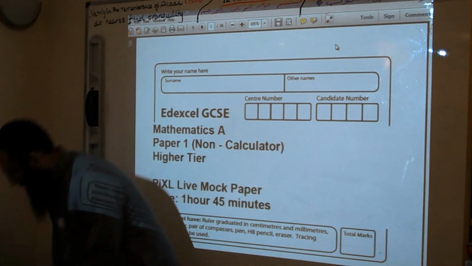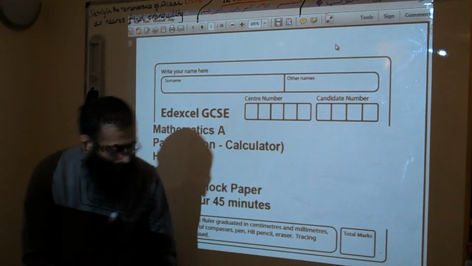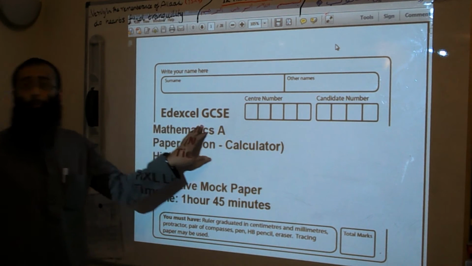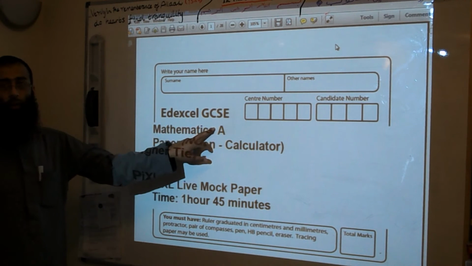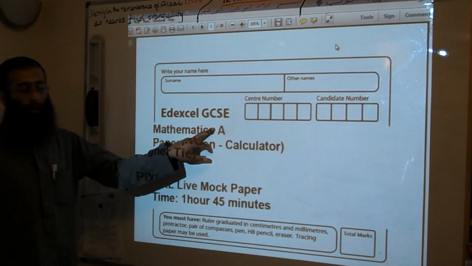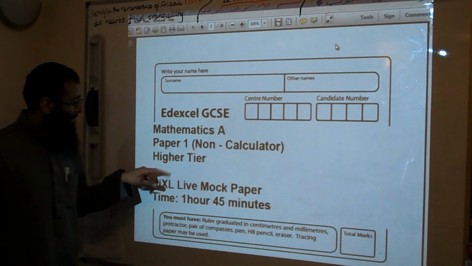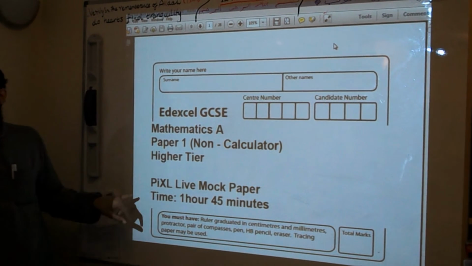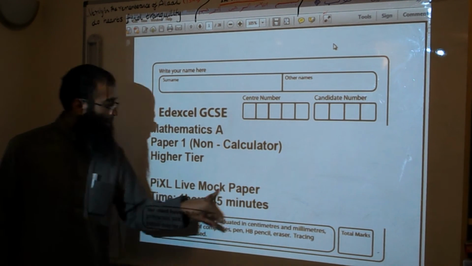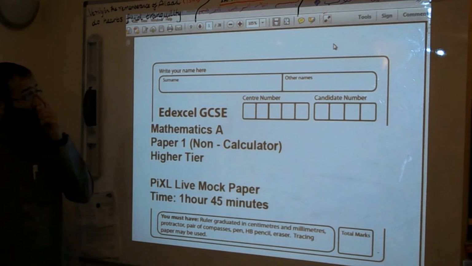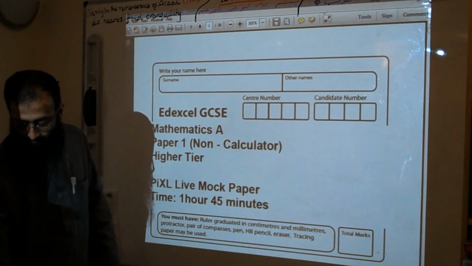Okay, today we're looking at the Edexcel GCSE paper. We're looking at Paper 1, non-calculator, for the higher tier, and this is the Pixl version of the paper. Pixl live mock paper, 1 hour 45 minutes. Okay? So let's get started.